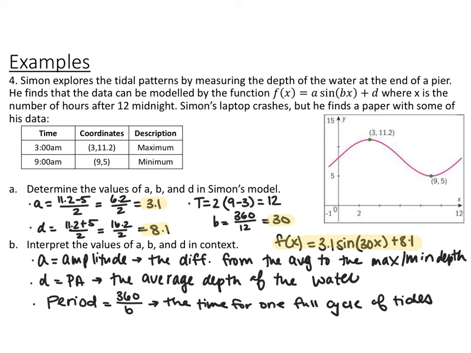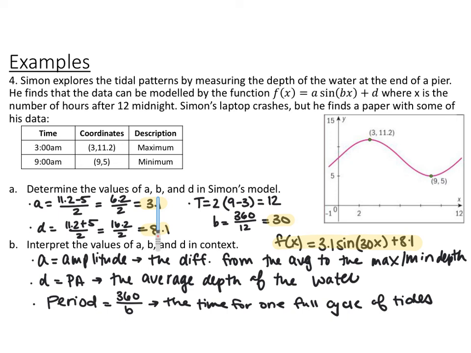And then B, I found the period by subtracting the x values of your maximum and minimum, but that's only half because that's only going from your max to your min, not your max to the next max. So then I multiplied that by 2 and found that the entire period was 12 hours. So therefore B would be 360 divided by 12, or 30. So then the whole function model would be f of x is equal to 3.1 sine 30x plus 8.1.